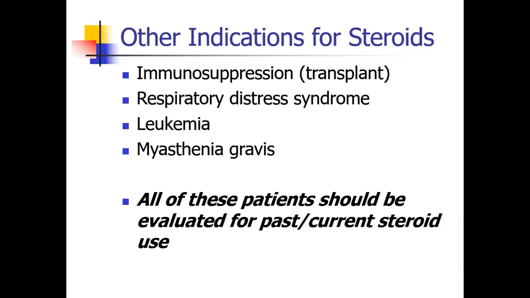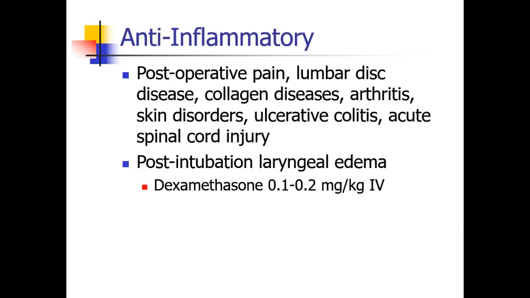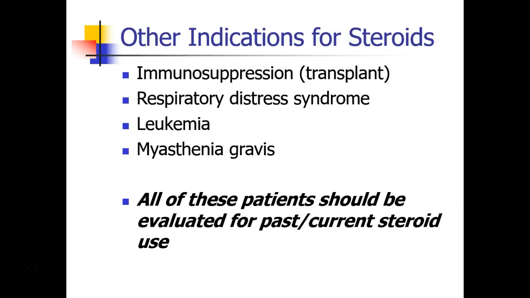A few more indications for steroids include immunosuppression. So patients who get transplants often will be given steroids to decrease their risk of rejection. Patients who have respiratory distress syndrome often get steroids, as well as treatment of certain cancers like leukemia and patients with myasthenia gravis. All of these patients on this slide and some of the previous slides should be evaluated for any past or current steroid use, and that should be part of your preoperative assessment. When you see a patient who has some of these things, you may want to ask if they have been exposed to steroids in the past year.